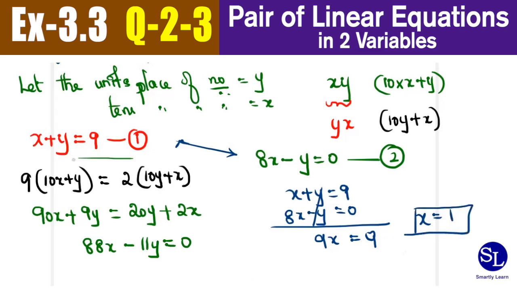Let's substitute this here. We will get the value of y. So 1 plus y is equal to 9. So y is equal to 8. So we got the values of x and y. Now you need to understand the number that we had assumed, we wrote it as xy, which means the position of the x variable is in the tens place. So the original number is 18.